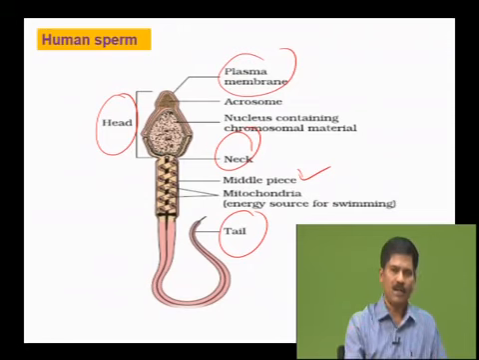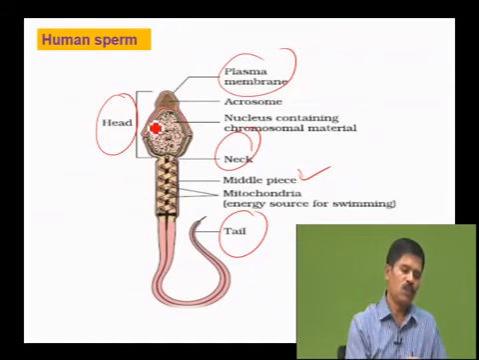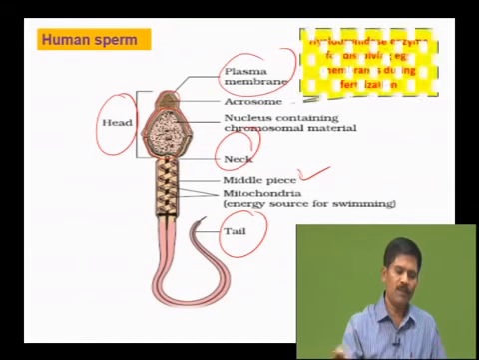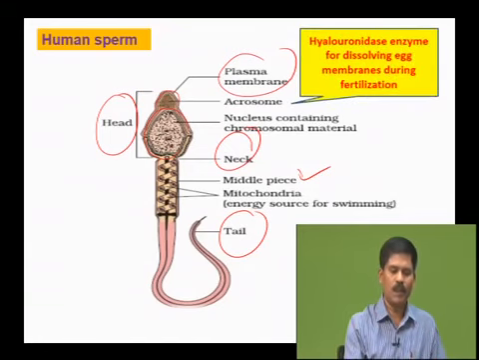Head is the anterior or proximal part of the sperm. It is somewhat oval shaped. Over the head there is a cap-like structure. This is known as the acrosome. This acrosome is filled with enzymes known as hyaluronidase, which play a vital role at the time of fertilization. They are meant for dissolving egg membranes during fertilization. Therefore, the acrosome helps the sperm to penetrate into the ovum during fertilization.